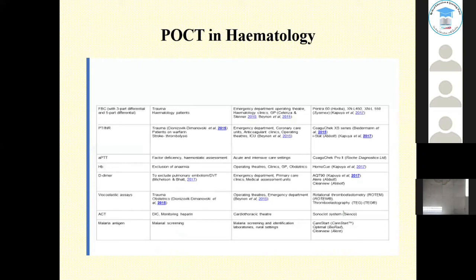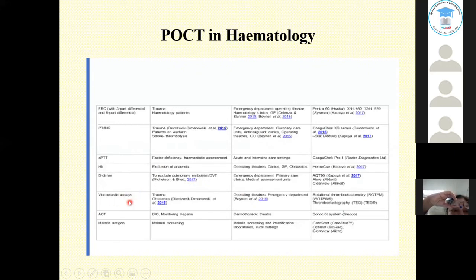Now, if we go discipline-wise, we'll see the POCs which are being used most commonly in hematology are the 3-part differentials or the 5-part differentials and PT-INRs. For PT-INR measurement in the emergency department, coronary care units, APTT, then for detection of hemoglobin by HemoQ, which is also used very frequently in blood banks, D-dimer detection by, again, to exclude pulmonary embolism and initiate immediate therapy.